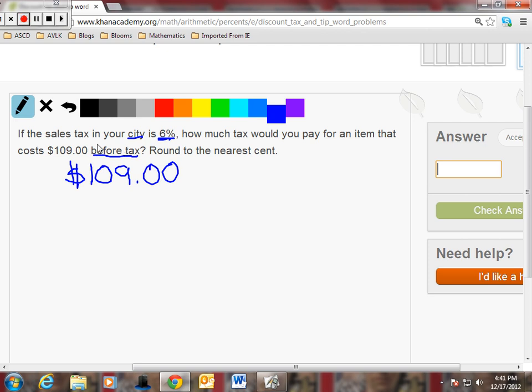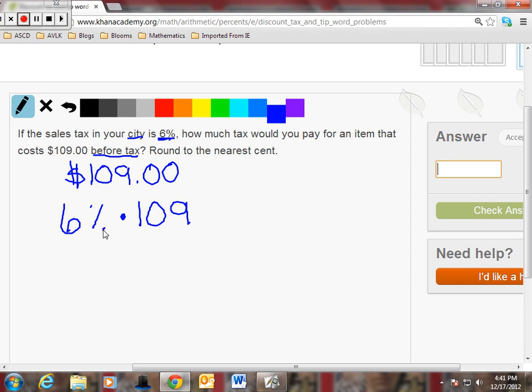So I need to add the tax into this. Now, just like our other problem, I just don't add 6% and say, oh, it's $109.06. I need to figure out what is 6% of the item that I'm buying. Of in mathematics means times, so times 109. I don't really need the decimal points at the end because we know it's just $109.